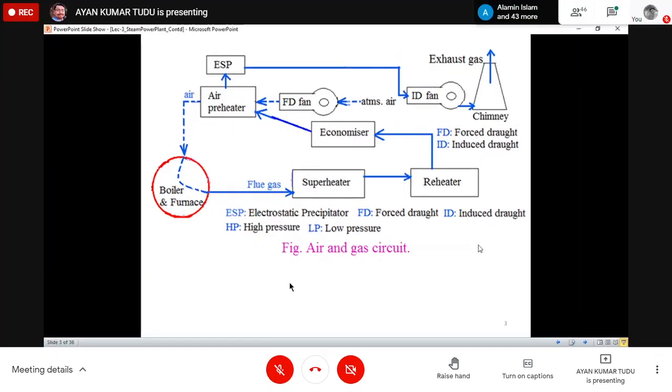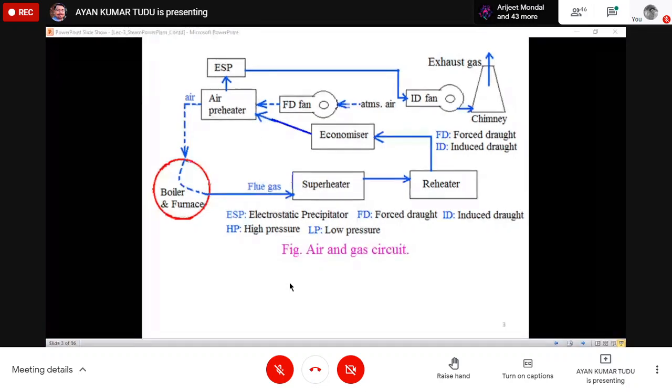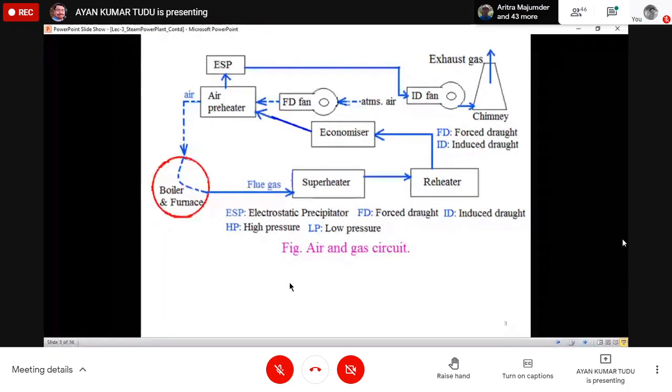Okay. Similarly, what is the purpose of doing all these things? The purpose is nothing but to increase the efficiency of this particular arrangement. You'll see later how the efficiency of a typical power plant depends on what type of turbine we are using. So all these things will culminate in increasing the efficiency of a typical thermal power plant.